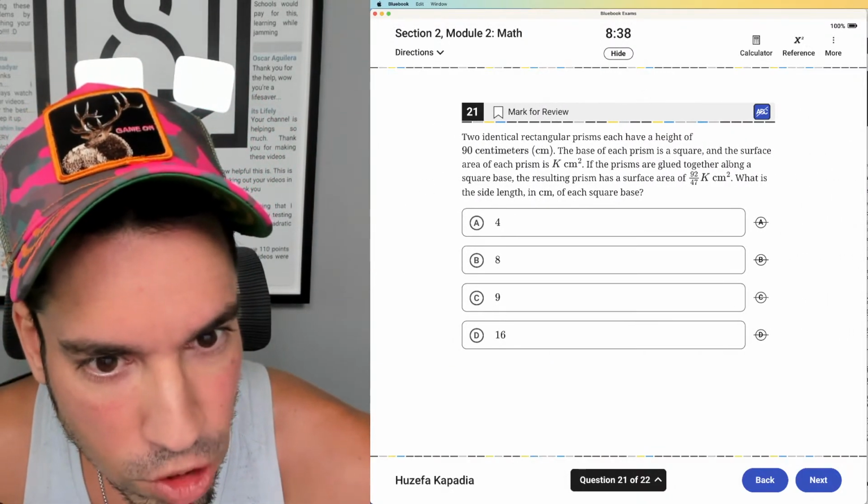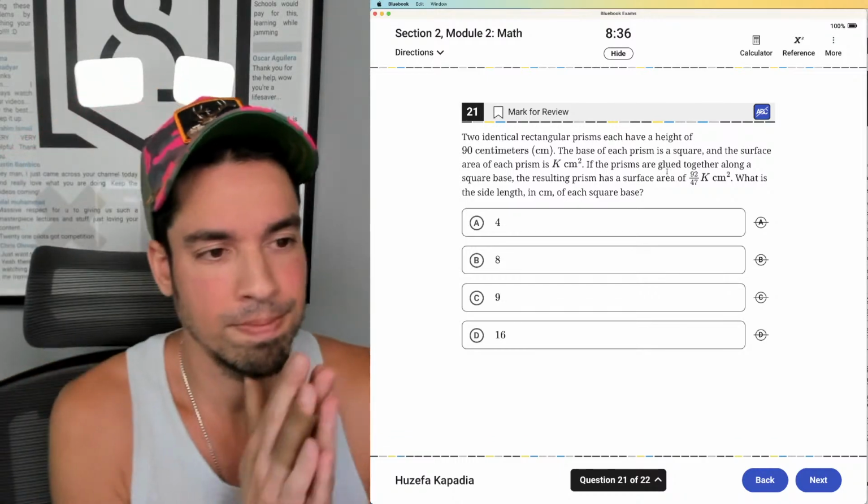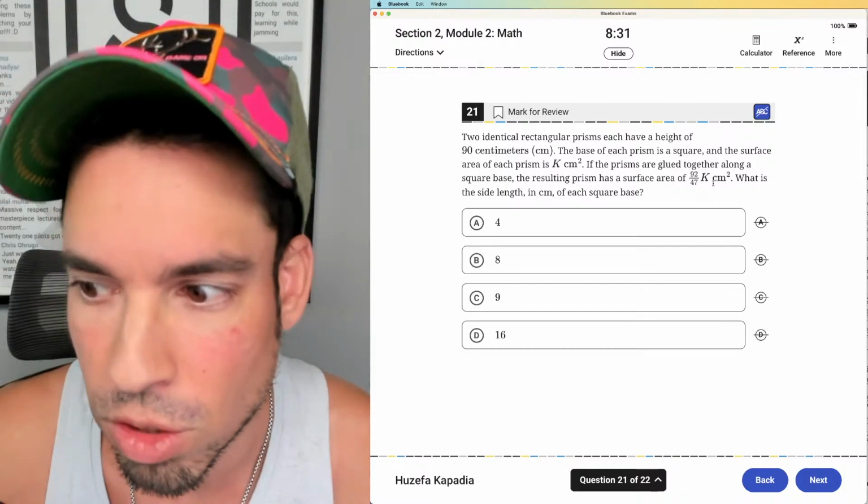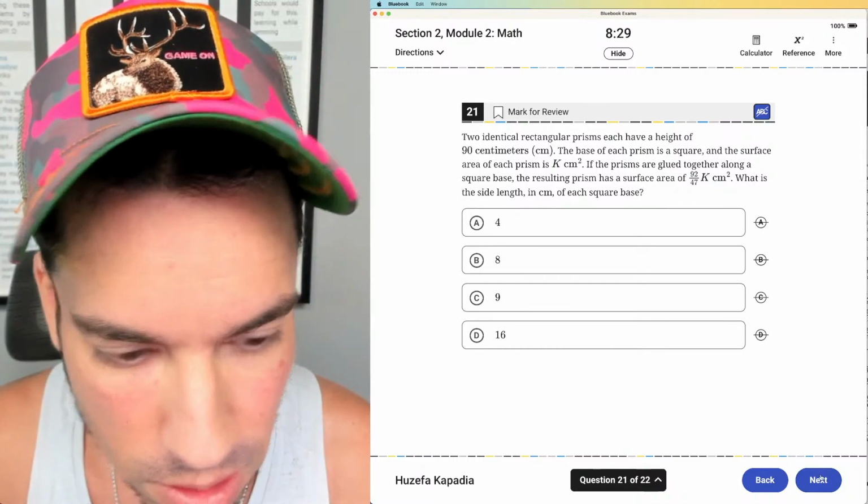90 centimeters. Base of each prism is a square, and I've seen this problem. There's no way. There's too much interpretation that you need to do to piece it together. So I'm going to skip it and leave it blank.